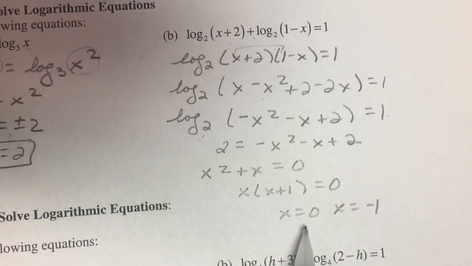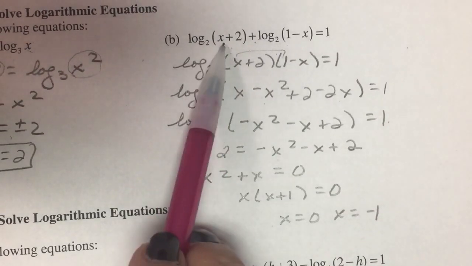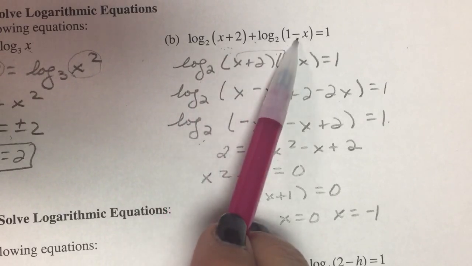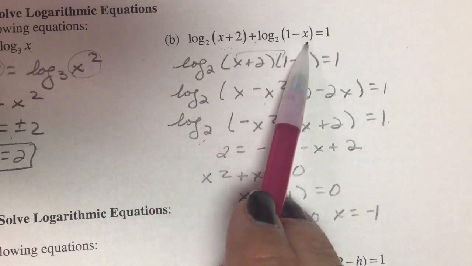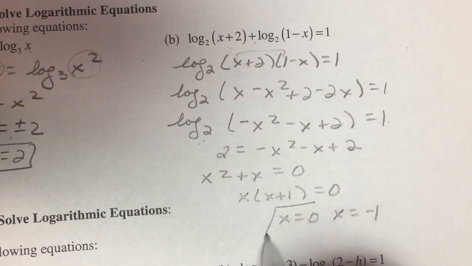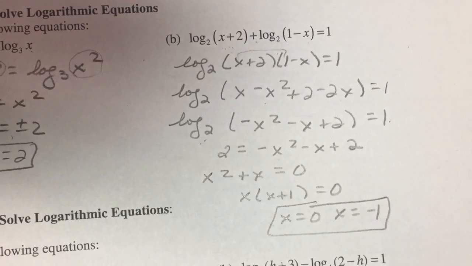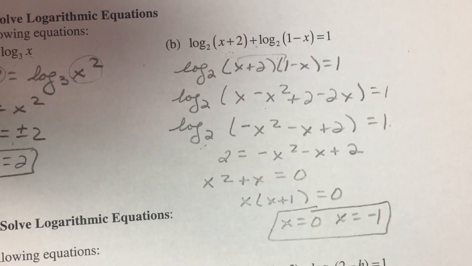Now let's make sure that those both work. If I plug a 0 either into here or here, am I taking the log of a negative number? No. If I plug a -1 in, am I good? I'm also good. So for this equation, there are actually two solutions.